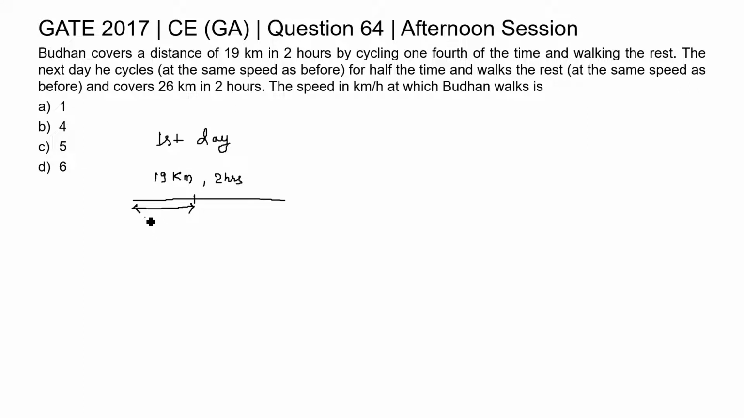So this is cycling for 0.5 hours. 0.5 hours comes from 2 by 4. And the rest is 2 minus 0.5, that is 1.5. So the rest is covered by walking. So by walking, 2 minus 0.5, that is 1.5 hours.